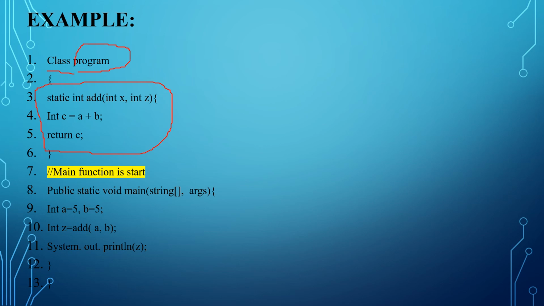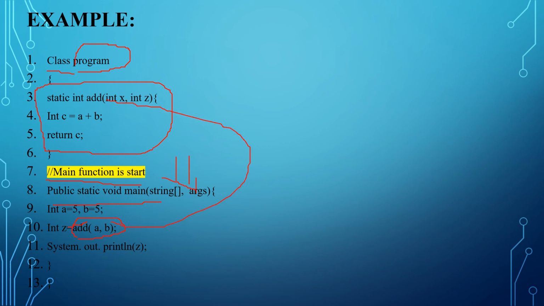In this main function, it starts here from public static void main. Your main function will start from here. Inside the main method, I wrote int a equal to 5, b equal to 5. I am assigning a to 5 and b to 5. After assigning that, I am calling that method. I am calling this function.